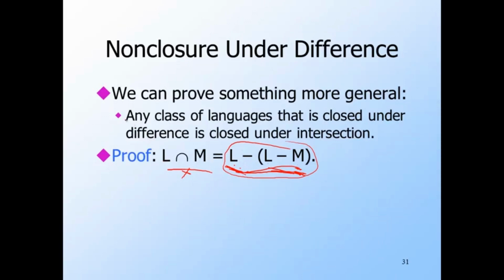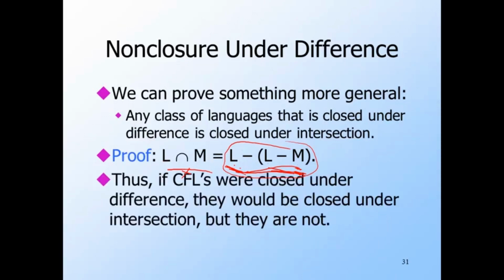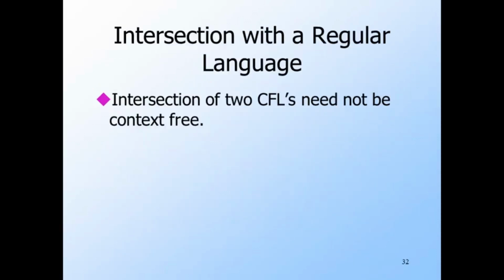these two expressions. Now, suppose the class of context-free languages were closed under difference, and L and M are context-free languages. Then L minus M would be context-free, and so would this guy, L minus M. But we just proved that this expression is the same as L intersect M. Thus, context-free languages would be closed under intersection, but we know they're not, so we know they could not be closed under difference either. We know that the intersection of two context-free languages may not be a context-free language.